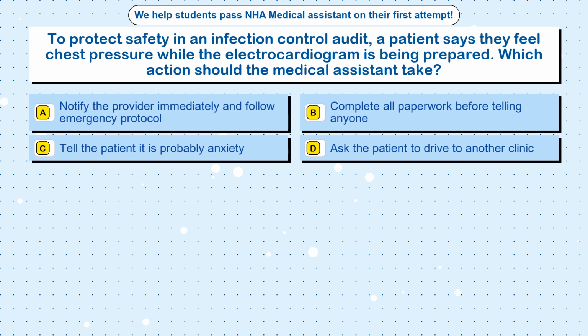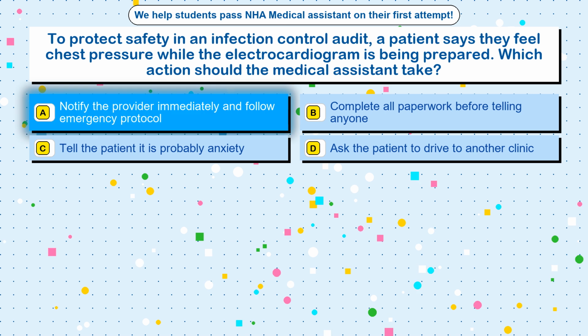Question 12. To protect safety in an infection control audit, a patient says they feel chest pressure while the electrocardiogram is being prepared. Which action should the medical assistant take? Option A, notify the provider immediately and follow emergency protocol. Option B, complete all paperwork before telling anyone. Option C, tell the patient it is probably anxiety. Option D, ask the patient to drive to another clinic. The correct answer is option A, notify the provider immediately and follow emergency protocol.